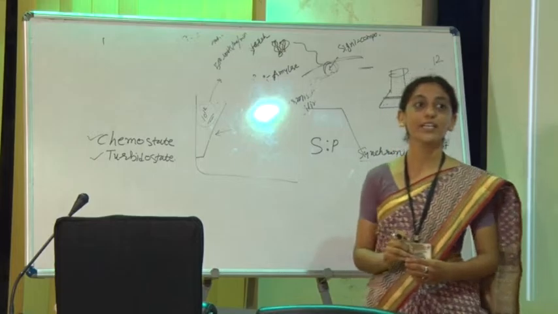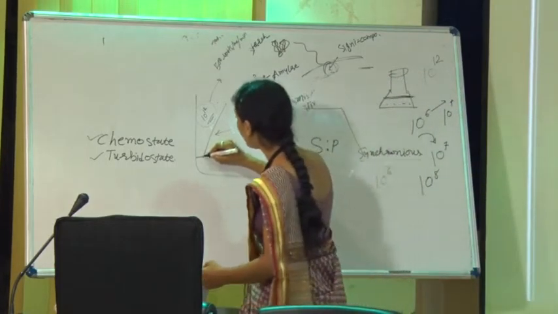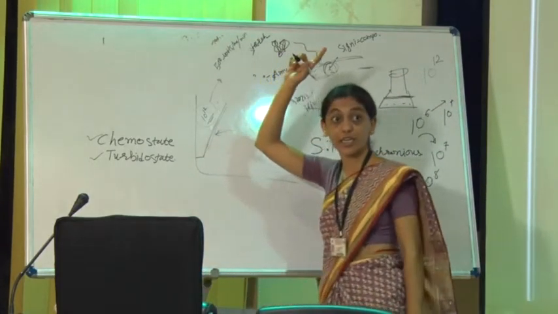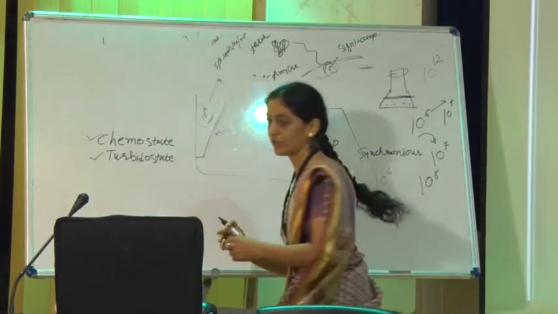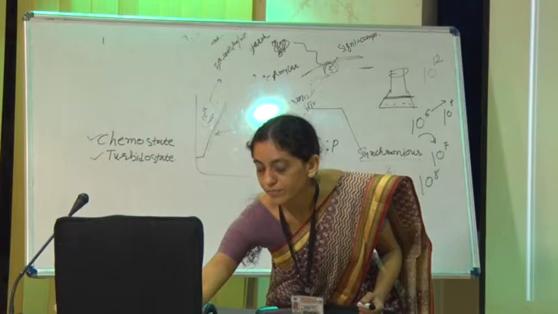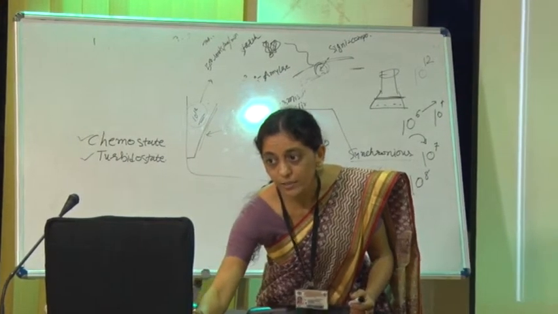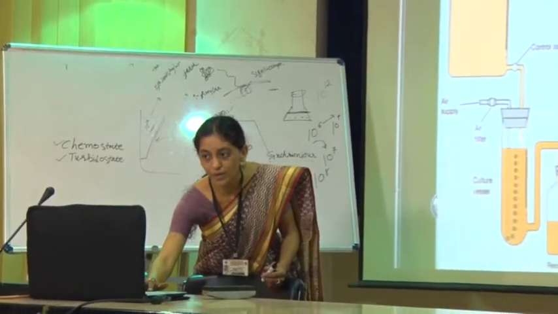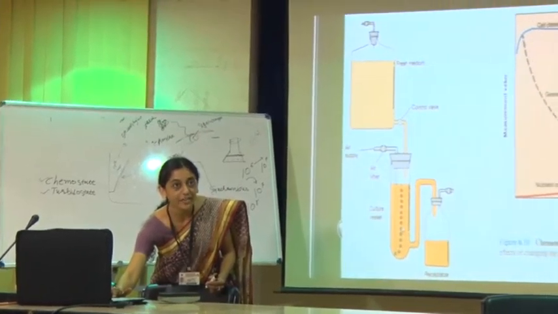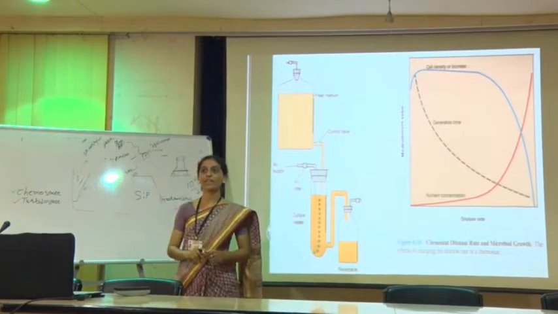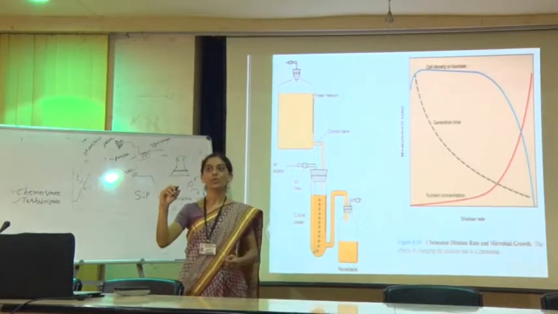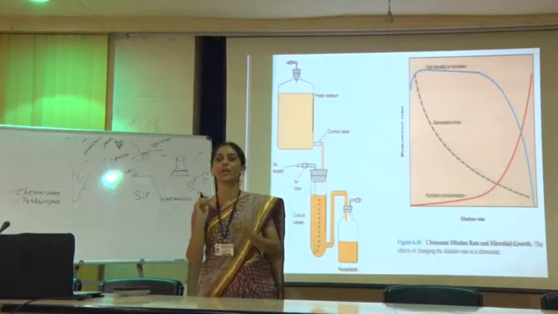So for that what I need to do is I need to maintain 10^12 initially, right? So in my continuous cultivation chamber, I need to maintain 10 raised to 12, right? Initially what I will do is, as I told you, will put it lesser than the requirement.